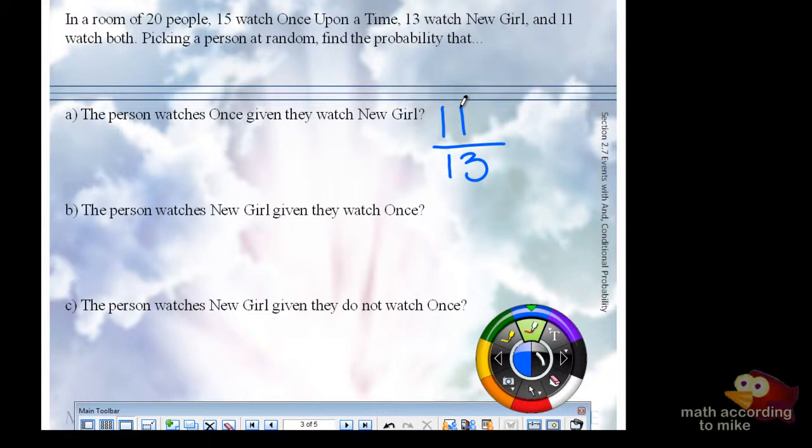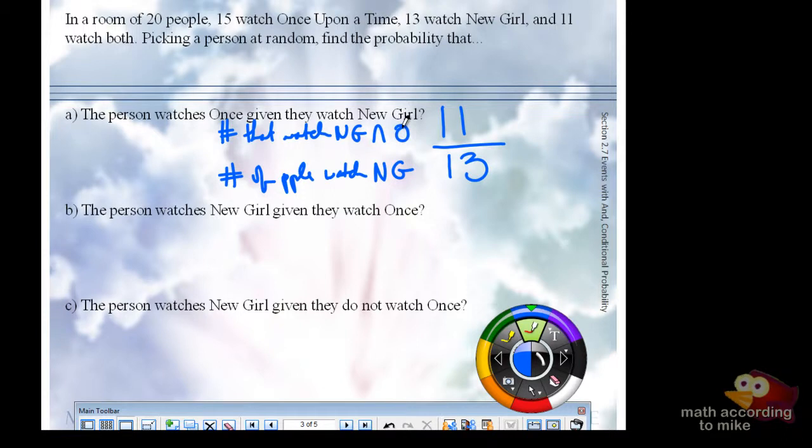So the denominator, the 13, represents the number of people that watch New Girl. Apparently that's how you abbreviate people, P-P-L-E. Sure, I'm going with it. The 11 represents the number that watch New Girl and Once. So again, out of the 13 that watch New Girl, how many also watch Once?